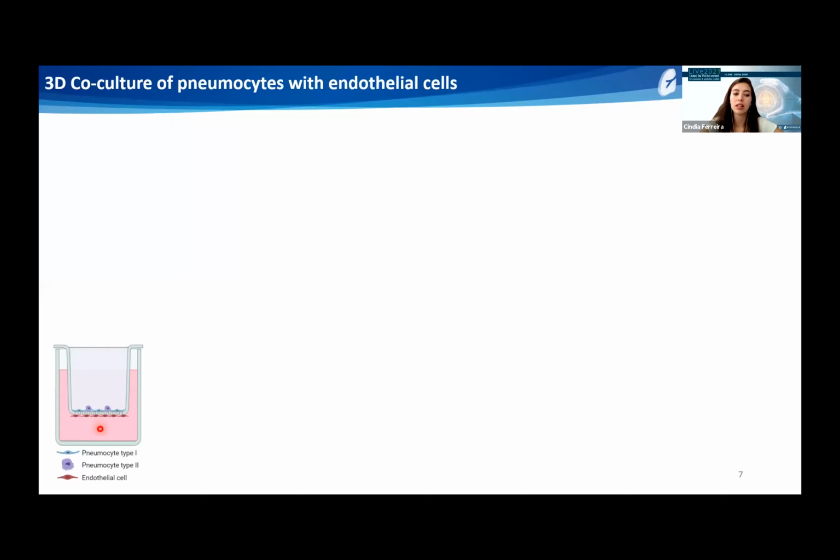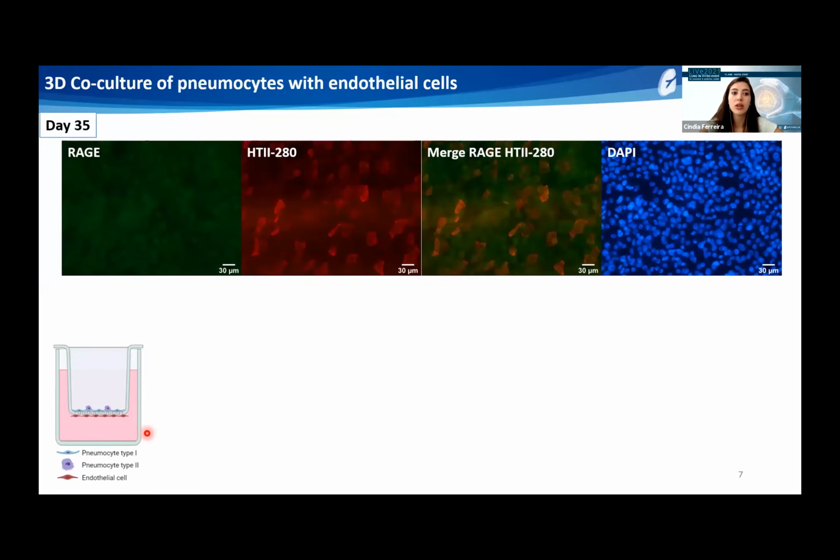and endothelial cells on the basolateral side, showed on day 35 by immunofluorescence an expression of RAGE, where we can see that our cells are round. A nice expression for HT2-280. We have many AT2s all over the insert, and here the merge. And when we look at the cell density, it's not too dense and the layer of cells is homogeneous. So for the immunofluorescence part, it's very promising.